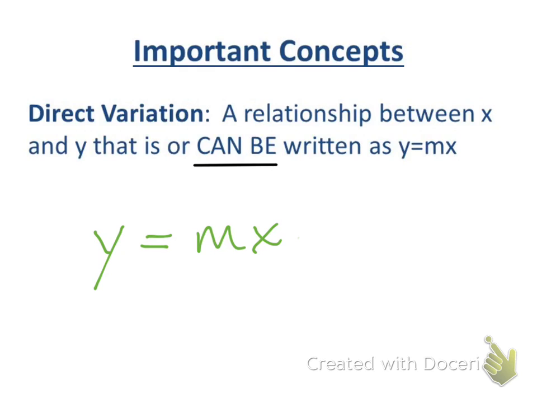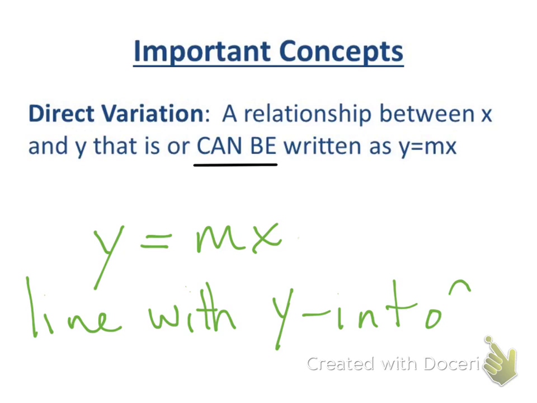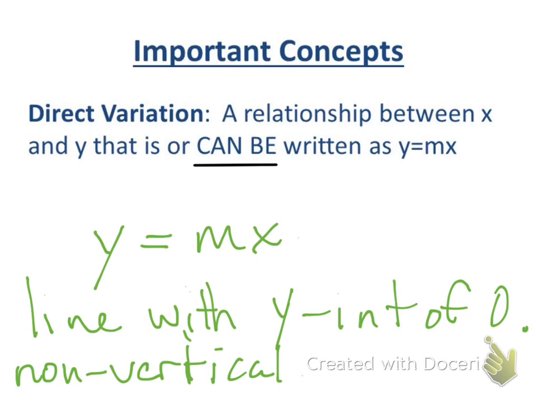So direct variation is literally a line with a y-intercept of 0. I guess we really should say a non-vertical line. Vertical lines are not direct variation. Vertical lines do not have a y. It has to be between x and y. It has to be an x and a y. Vertical lines only have an x. So y equals mx, a non-vertical line with a y-intercept of 0, is a direct variation equation.